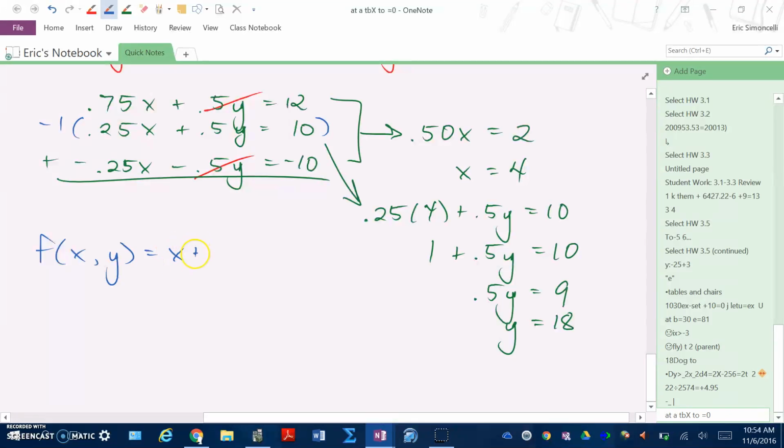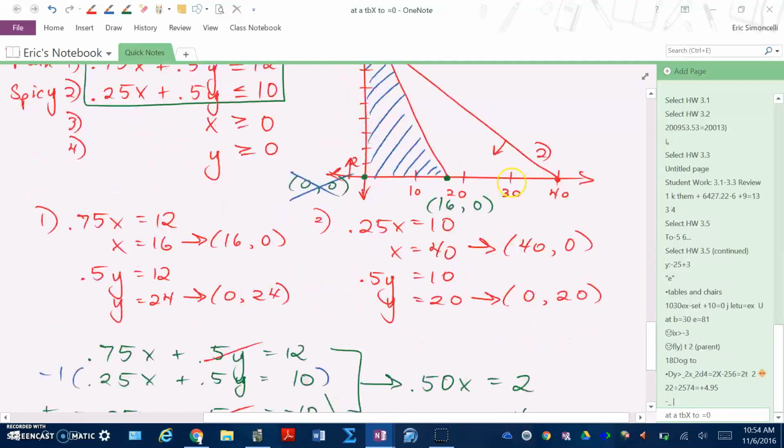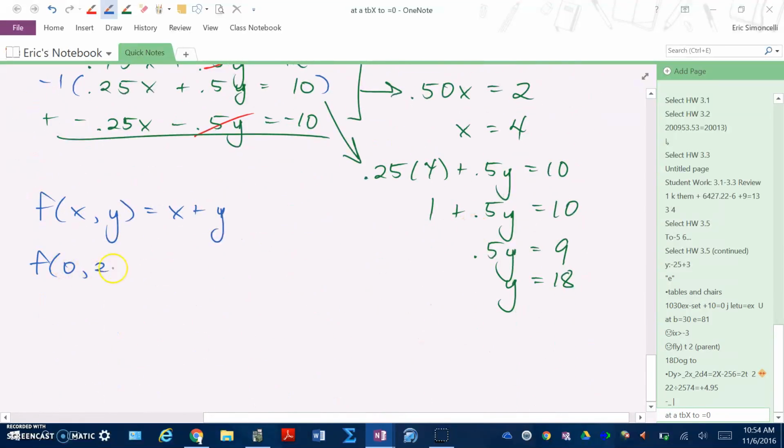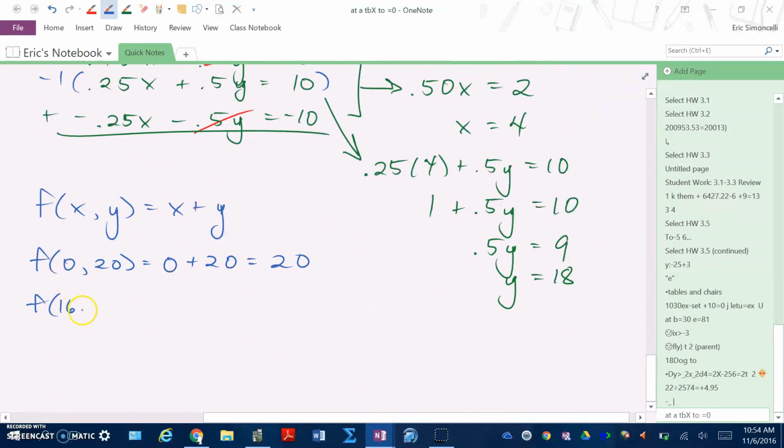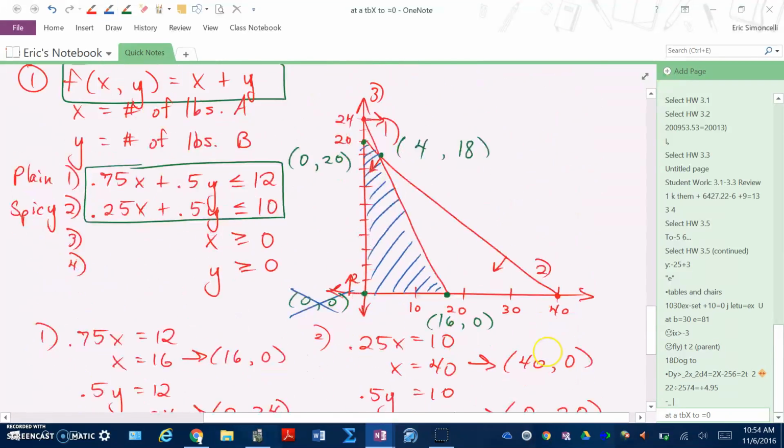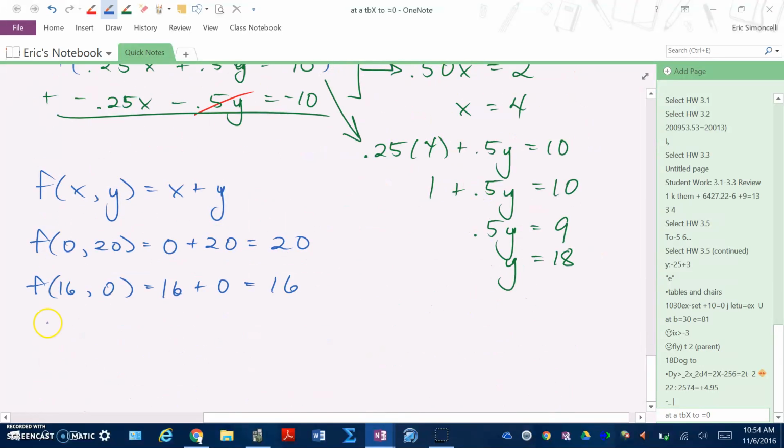We'll go ahead and plug in those 3 points. The first, we'll plug in 0, 20, which of course is 20. The second was 16, 0, I believe, that x-intercept. So 16 plus 0, of course, 16. And then lastly, 4, 18. Adding 4 plus 18, yielding 22.